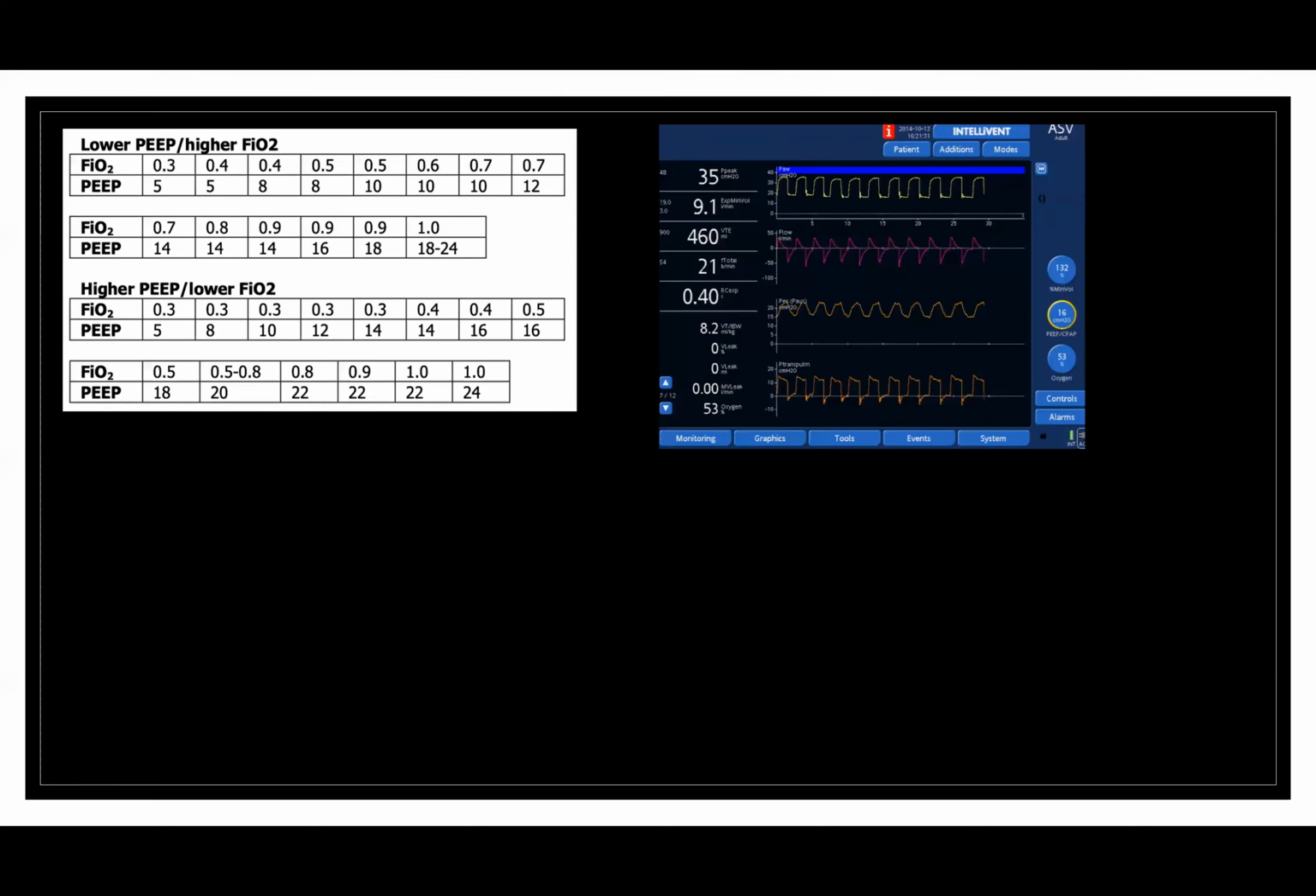So what are the other tools we have at our disposal? Well, we have the esophageal balloons and transpulmonary pressure here.